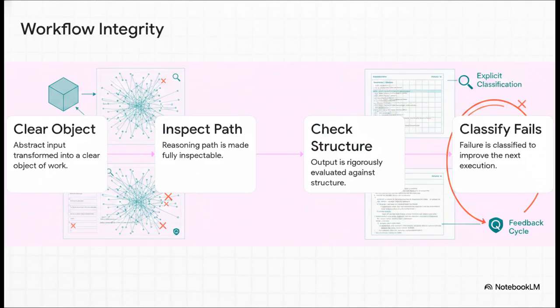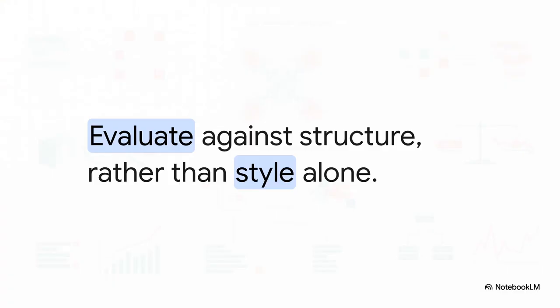And step 4, this is key. If a failure occurs, it isn't just quietly edited away. No, it is explicitly classified and fed right back into the system to improve the very next execution. This precise sequence is what turns wild, unpredictable AI into a tightly controlled process. You absolutely must evaluate against structure rather than style alone.